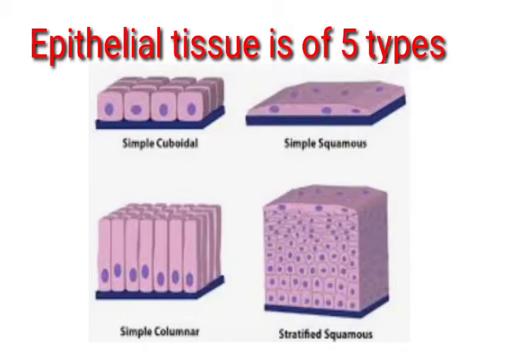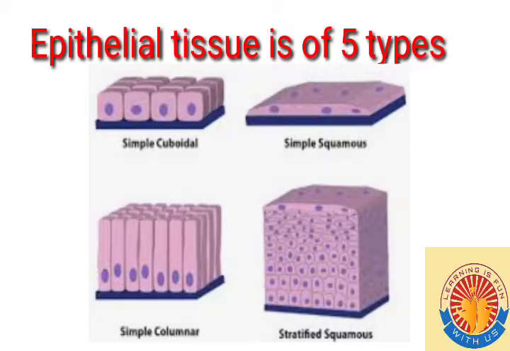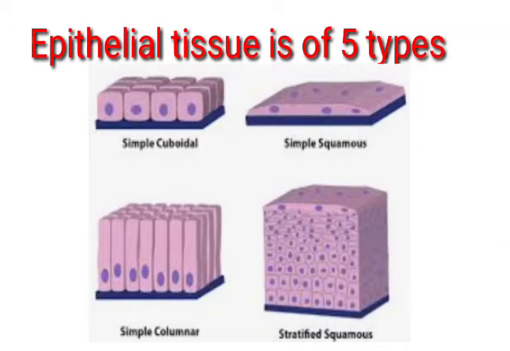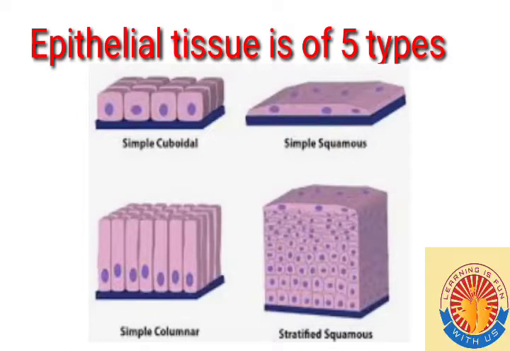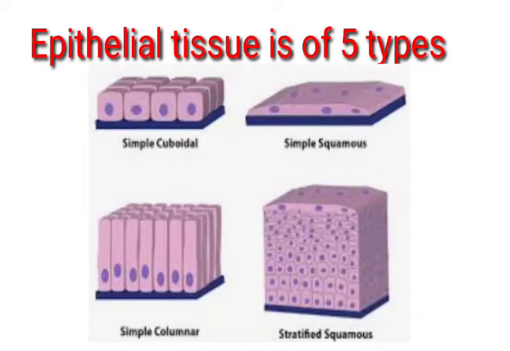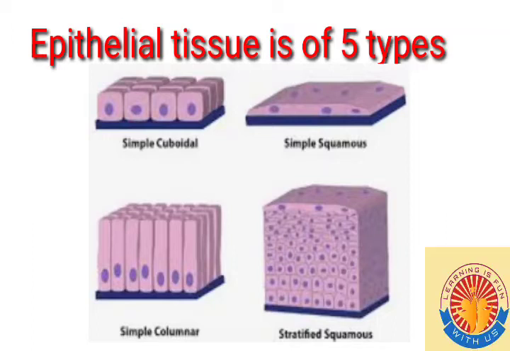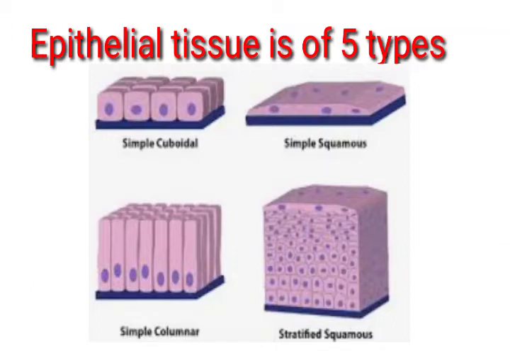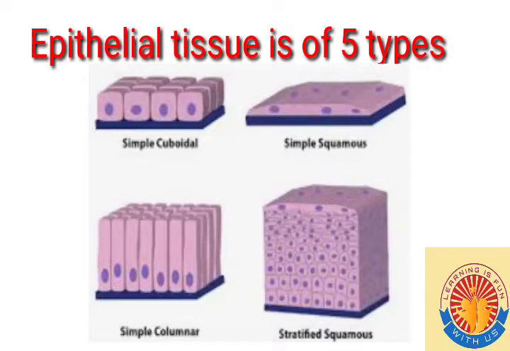Let me brief it. The cells are very thin and flat and appear like tiles over a floor. It is single layered and closely fitted. It forms a delicate lining of blood vessels and lung alveoli, where substances are transported through a selectively permeable membrane.